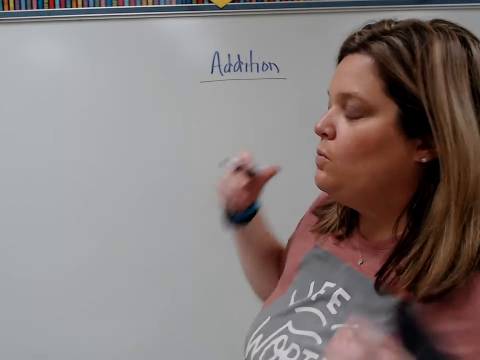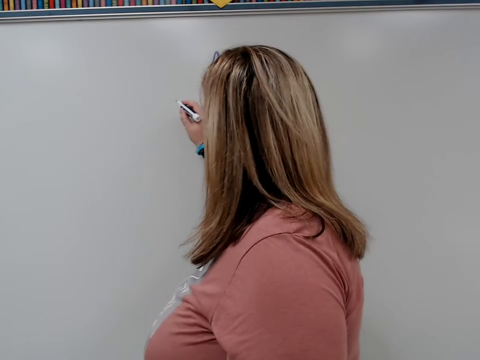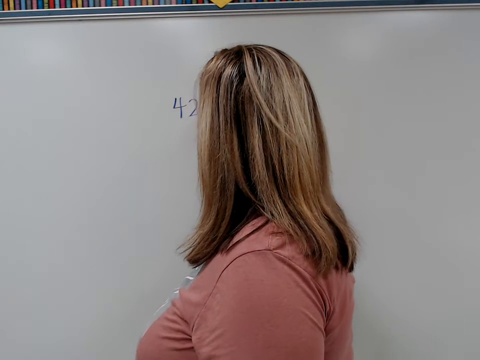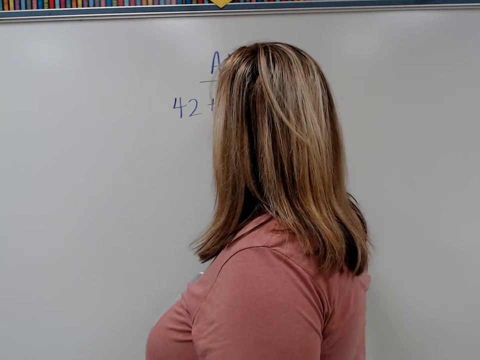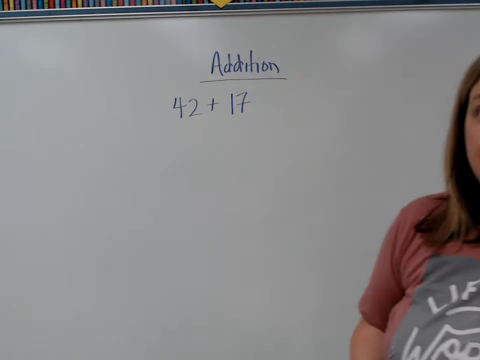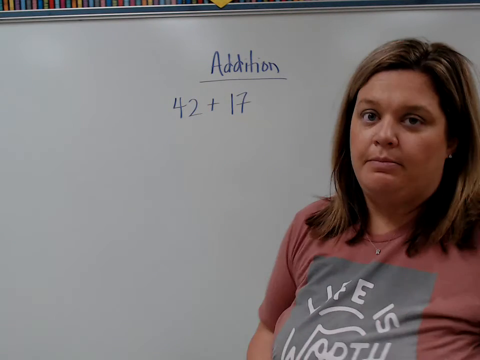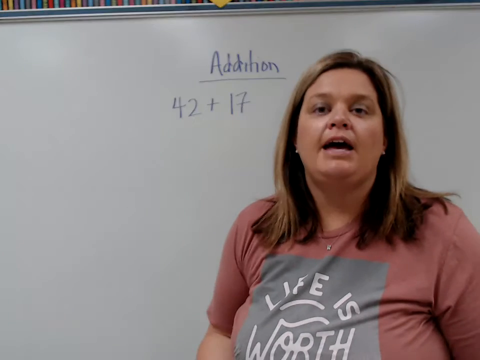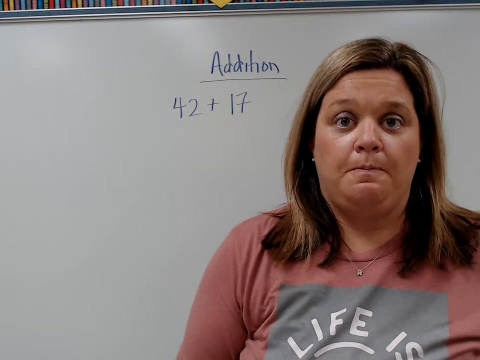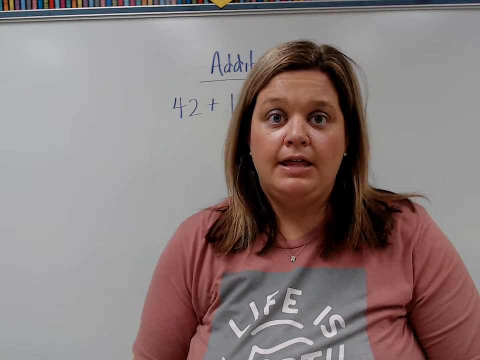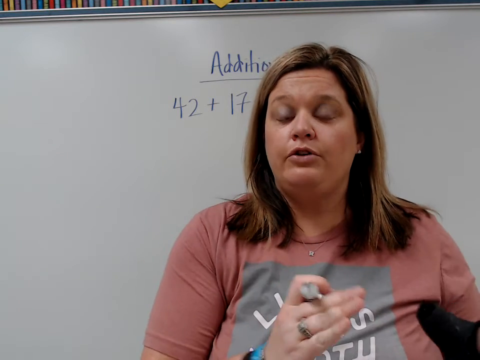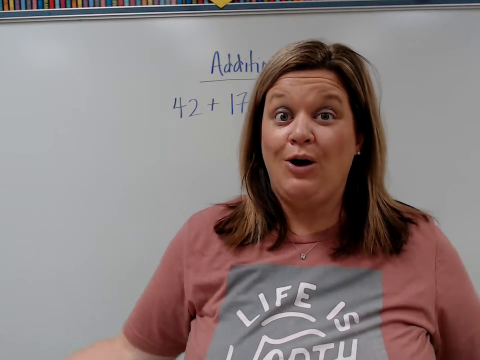So when you add, regardless what the number is, let's say it's 42 plus 17. The first thing we need to do is to line our numbers up. And for some reason, we have a difficult time doing this because we want to rush through it, we want to be sloppy. But when it comes to math, you have to be neat because if one little thing is off, your whole problem can be totally off.